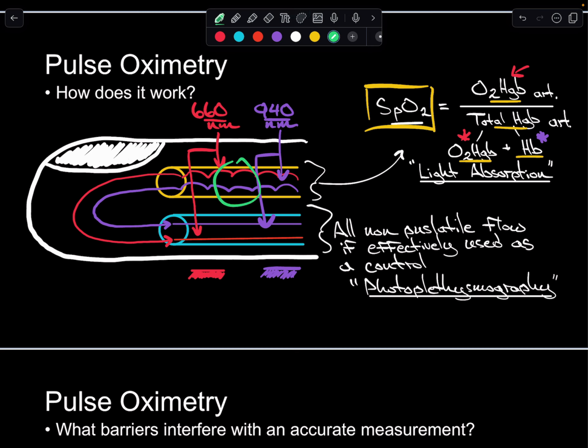So when it calculates this, it's able to isolate the pulsating blood in the arterial system and then control for the non-pulsating blood in the venous system. That way you know that your SpO2 percent, maybe that's commonly like 95%, is the percent of oxygenated blood in your arterial system.